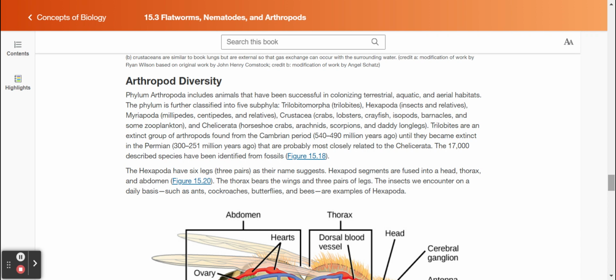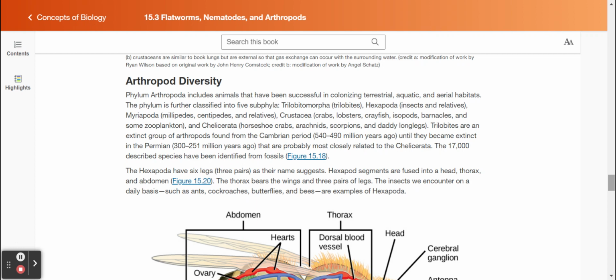Trilobites are an extinct group of arthropods found from the Cambrian period, 540 to 490 million years ago, until they became extinct in the Permian, 300 to 251 million years ago. They are probably most closely related to the Chelicerata. The 17,000 described species have been identified from fossils.